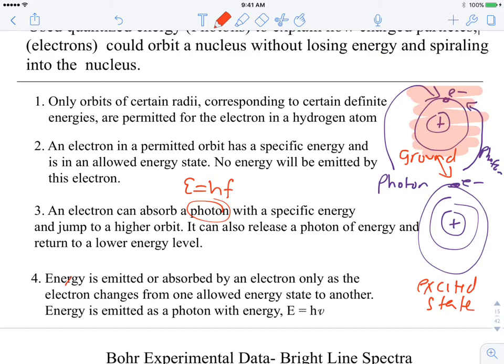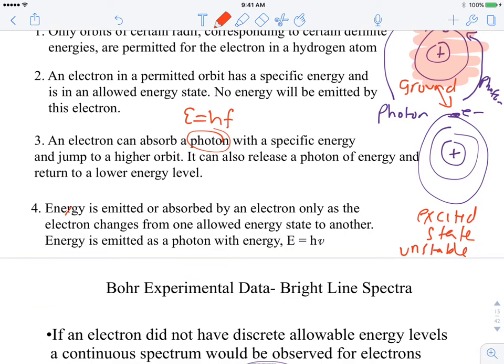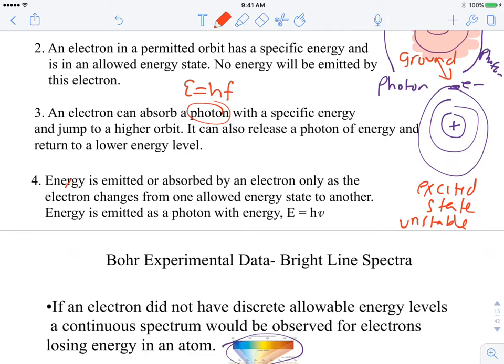But this excited state is not stable, it's unstable. And so the result is that the electron will return back to the ground state, and it will release energy. Now, that energy is emitted by the electron as a photon, and the energy will have a specific wavelength. If we know the energy of the photon, we can calculate the color of the photon, and we can see that it has a specific color, and that corresponds to what's known as a line spectra.